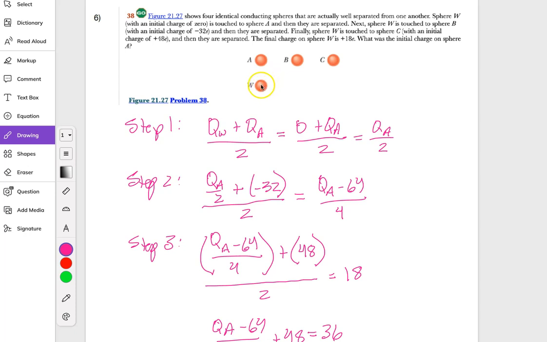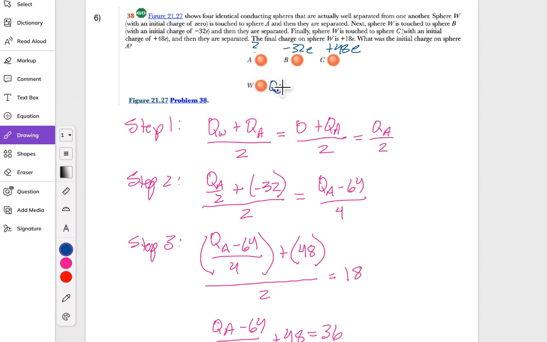Now we're going to touch W to B. Initially, they tell you that B has a charge of negative 32e, and C has a charge of positive 48e. And remember, A in the beginning, we don't know what that is. But we're going to be able to find out what A is, because in the end, they told us what W is going to be after we do all these things. So we're going to take that QA over 2, which is the charge on W.